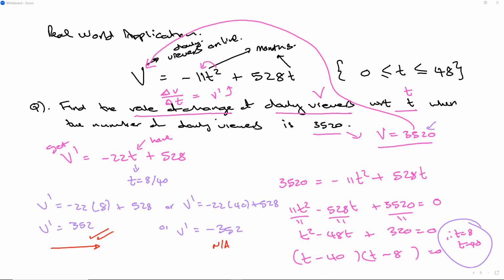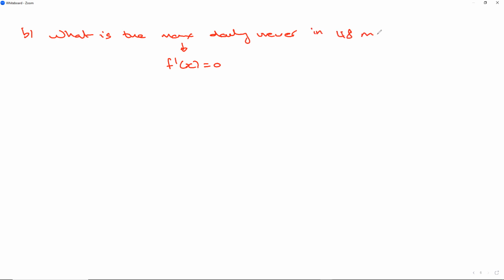The second part of the question now asks us, what is the maximum number of daily viewers? So part B, what is the maximum daily viewers? The moment you see maximum, you have to immediately go derivative equals 0. The maximum number of daily viewers basically would be in 48 months. So we've got a time lapse of 48 months.